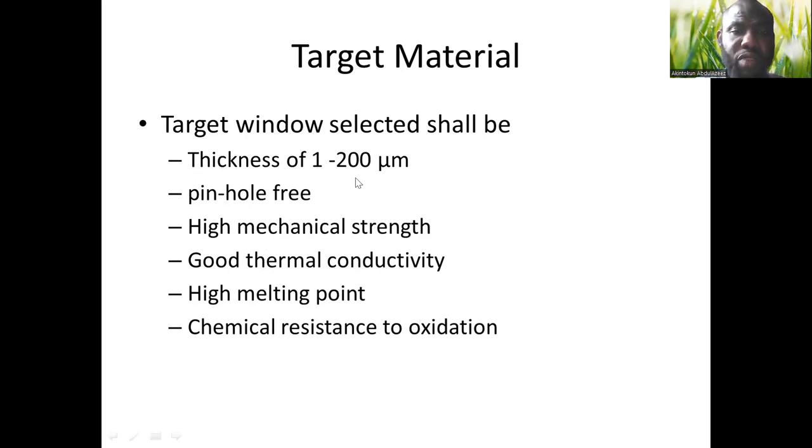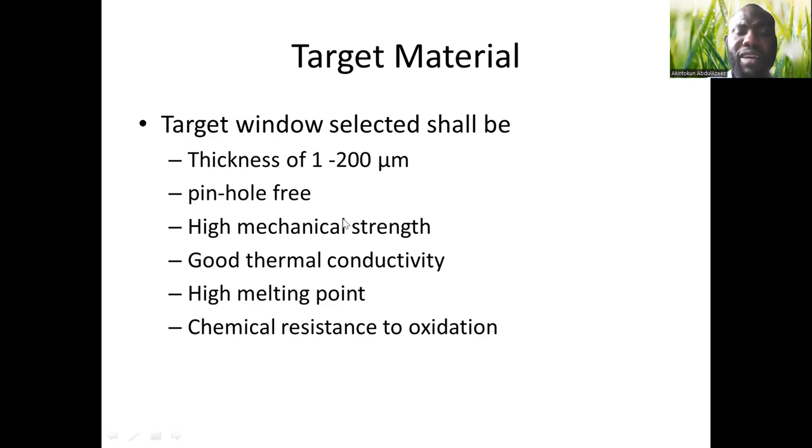The thickness of the target window has to be very small. We don't want to have a lot of collisions or a reduction in the energy of the proton, you understand? So the window has to be very thin. It should be pinhole free because any hole in the target material compromises the product that we are producing.